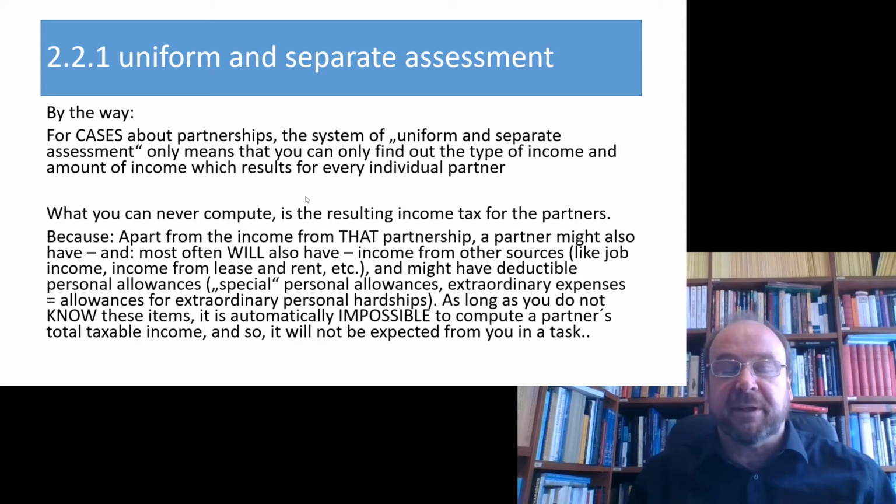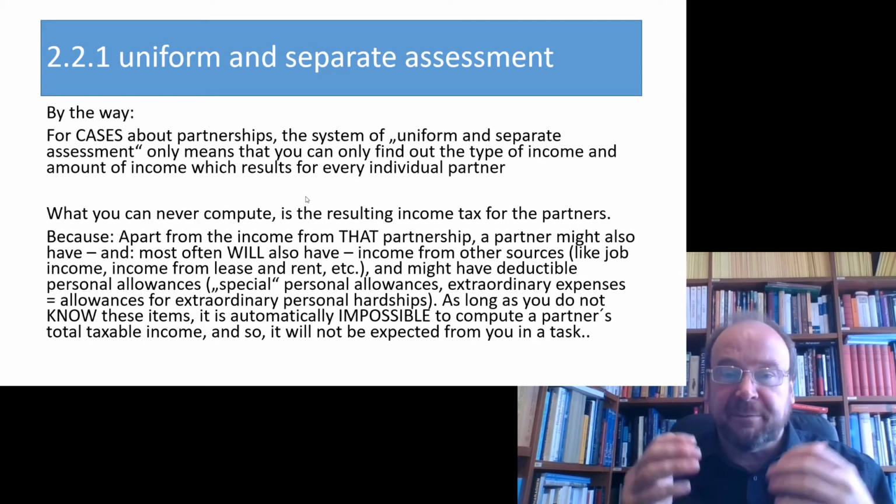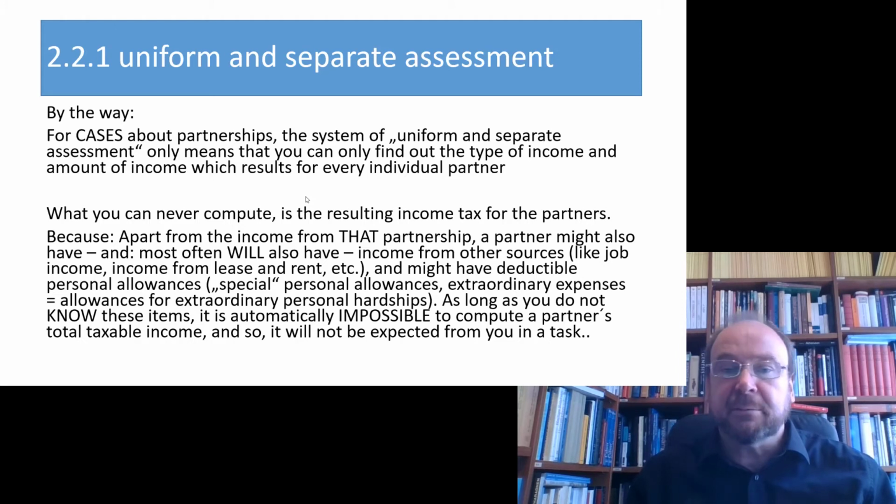The only thing you can find out in a partnership case is the overall profit resulting from the activities of partnership ABC, let's say 450,000, and partner A has a share of, let's say, 1/3. So partner A obtains a profit from that partnership amounting to 150,000, and it comes from, as the separate assessment says, this or that type of income. More is not possible, and can't be expected from you in a partnership case.